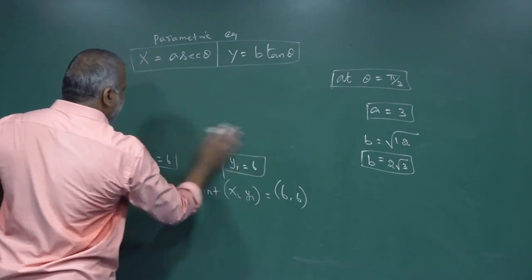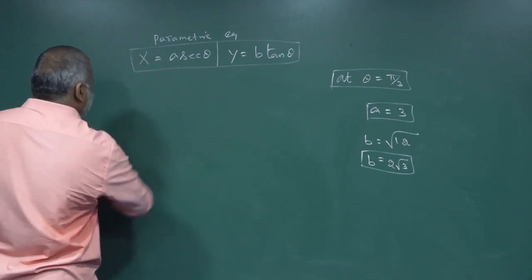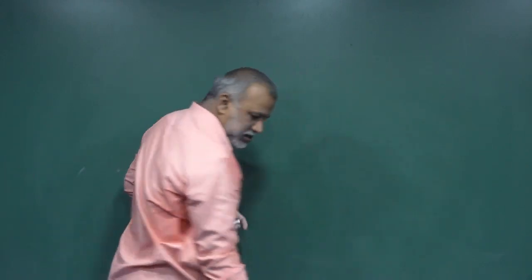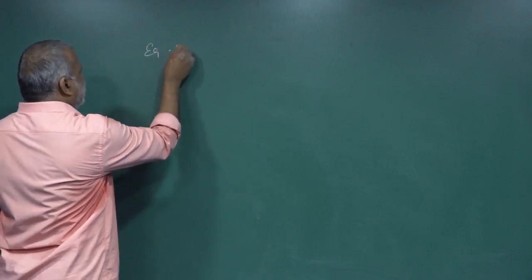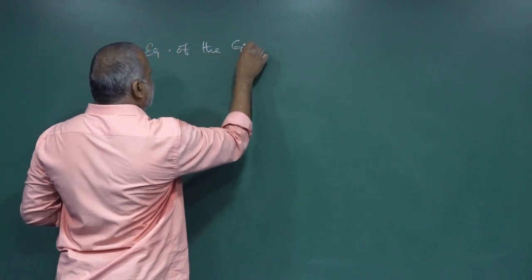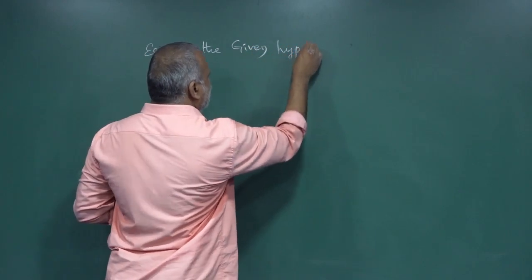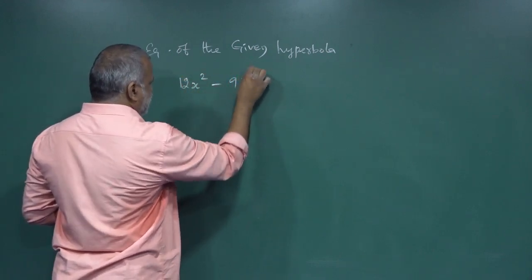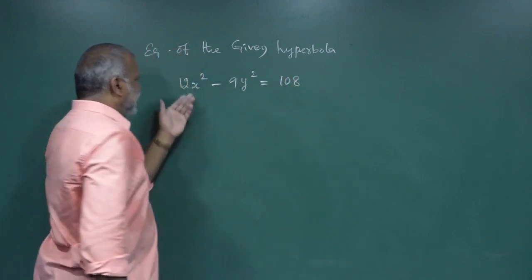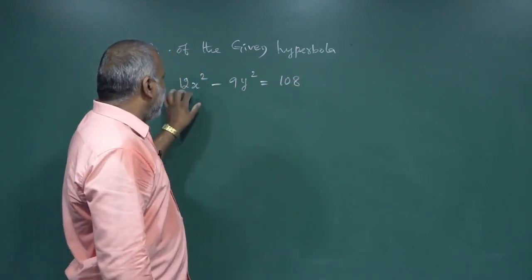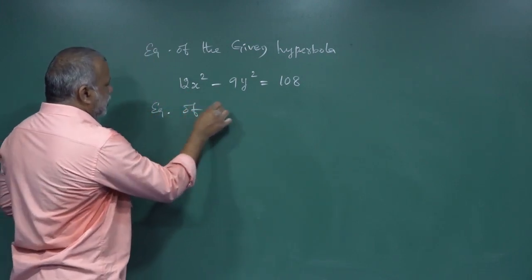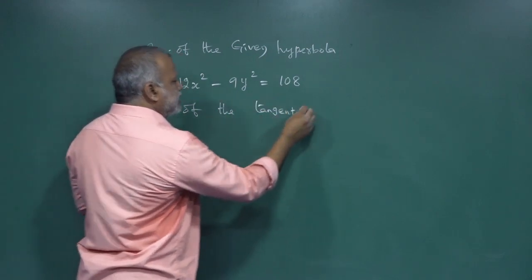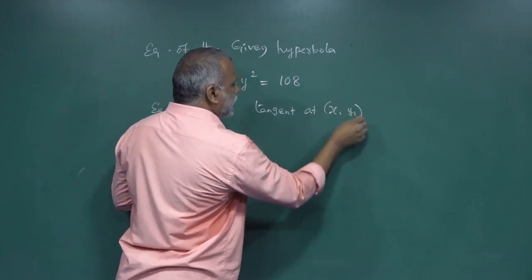Now we need the equation of the tangent and normal. First we have to find the equation of the tangent. Then the already well-known procedure, equation of the given hyperbola. What is the given hyperbola? 12x squared minus 9y squared equal to 108. That is the equation of the given hyperbola. Now we need the equation of the tangent at x1, y1.